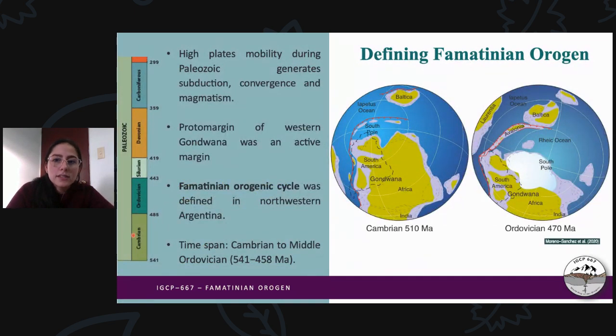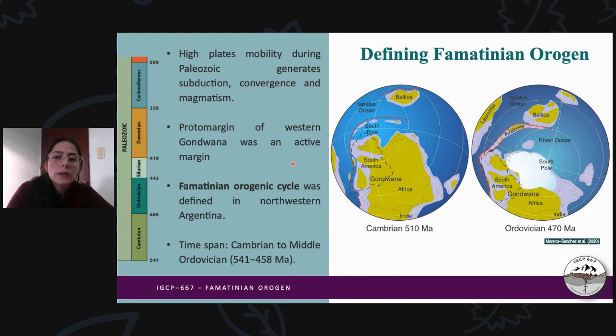During the early Paleozoic, there is a high mobility of the plates, which generates subduction, convergence, and a lot of magmatism, something similar to what occurred in Cretaceous times. In the early Paleozoic, the proto-margin of western Gondwana remains an active margin, as we can see in the paleogeographic reconstruction of the Cambrian and Ordovician periods. This margin favored the formation of a subduction-related magmatic arc known as the Famatinian orogen.